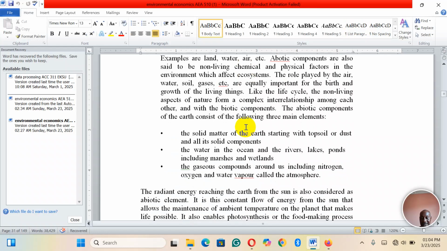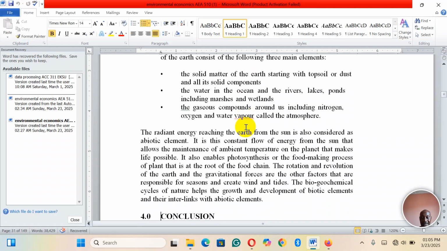The soil matters of the earth, starting with the topsoil or dust and all its solid components. Two, the water in the ocean and the rivers, lakes and ponds, including the marshes and also wetlands. Then three, the gaseous compounds around us, including nitrogen, oxygen, and water vapor, called the atmosphere.